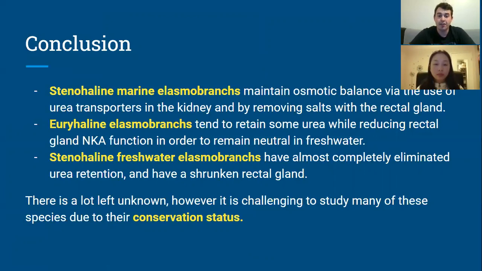There's a lot still unknown about all these guys. However, it is challenging to study many of these species due to their conservation status. Hopefully, situations improve for all of them, and in the future, we'll be able to find out more about these incredible creatures.